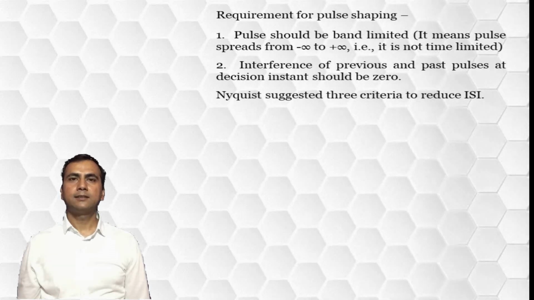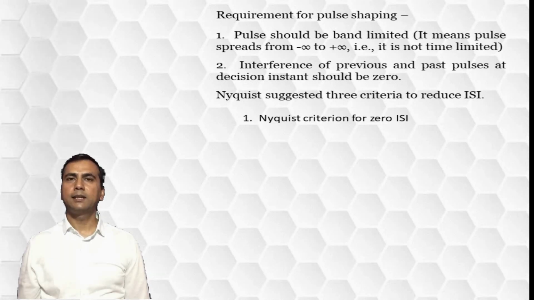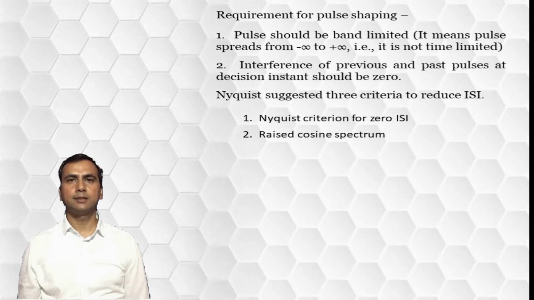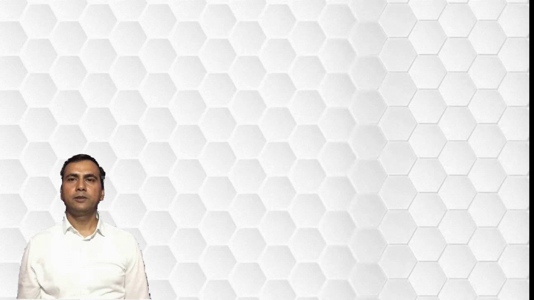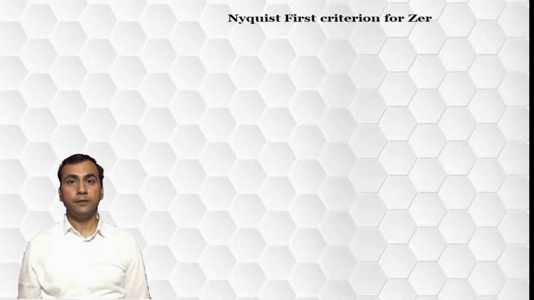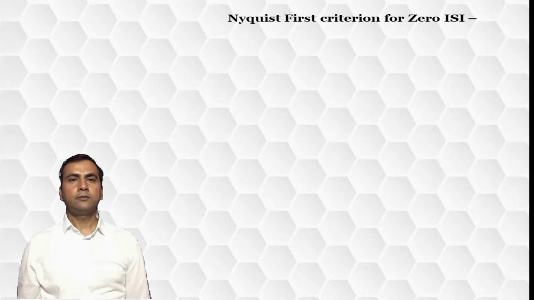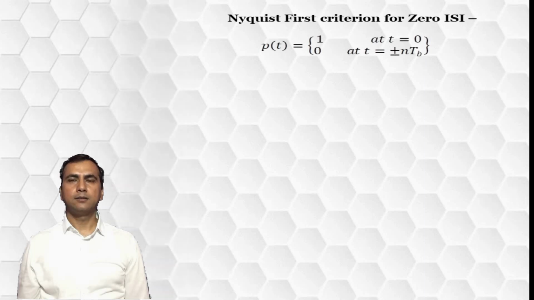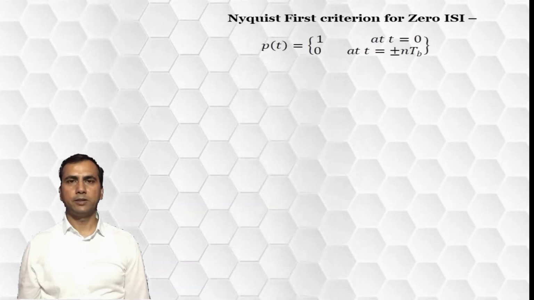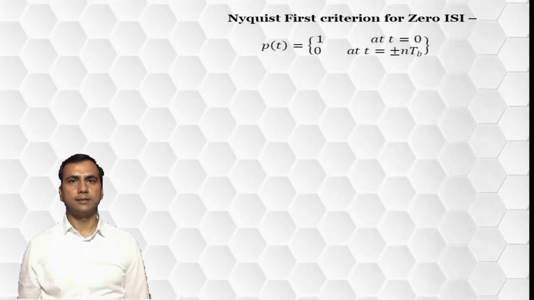So Nyquist suggested 3 criteria to reduce inter-symbol interference. The first one was the Nyquist criterion for 0 ISI, and the second one was the raised cosine spectrum. The third criterion is not significant here, so we will not discuss it. Nyquist suggested that we can detect the signal if it is non-zero at a decision instant, even if inter-symbol interference is present.